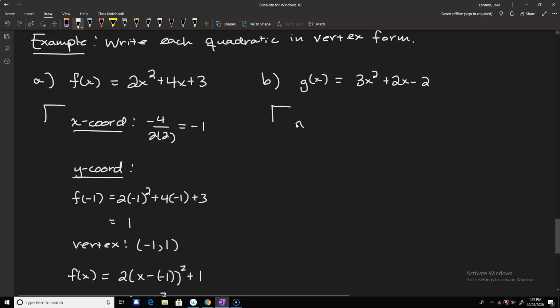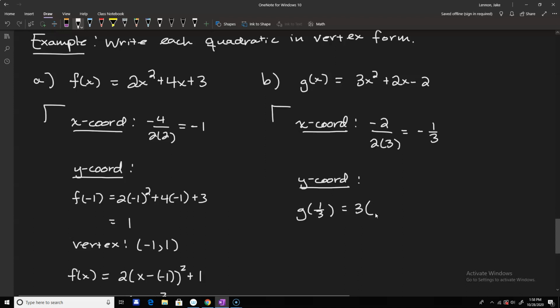So again, here we want to find the x coordinate, which is negative b over 2a. B is 2 here, and a is 3, so 2 times 3. So this comes out to negative 1/3. And the y coordinate is going to come out to, we need to plug that negative 1/3 in. So g of negative 1/3, which is 3 times negative 1/3 squared plus 2 times negative 1/3, minus 2, so this comes out to 1/3 minus 2/3 minus 2, which is just negative 1 in this case. So our vertex here is negative 1/3, comma, negative 1.